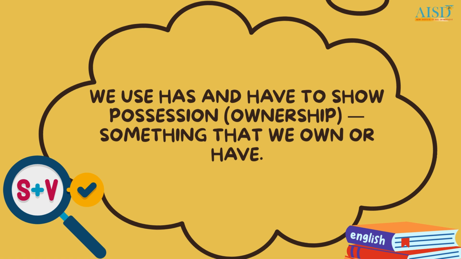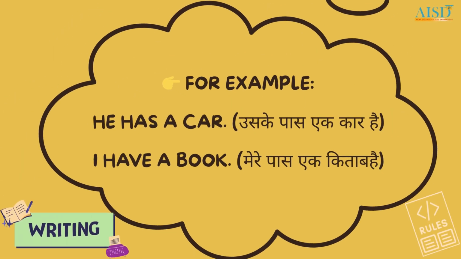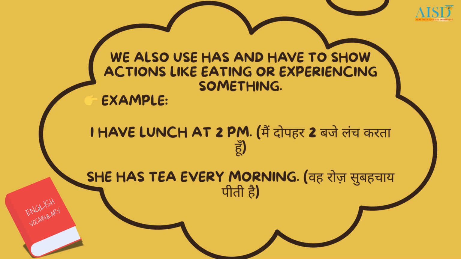Has and have हम possession या ownership के लिए use करते हैं. For example, he has a car, I have a book. हम has and have तब भी use करते हैं जब हम कोई actions दिखाते हैं like eating और experiencing something. For example, I have lunch at 2 p.m. She has tea every morning.